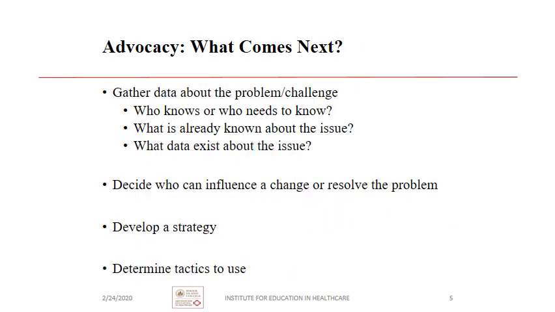So in class advocacy, what comes next? You need to gather data about the problem or challenge. Who knows or who needs to know? What is already known about the issue? What data exists about the issue? You need to be able to decide who can influence a change or resolve the problem, develop a strategy, and determine tactics to use. All of this planning happens before the very first conversation you have.